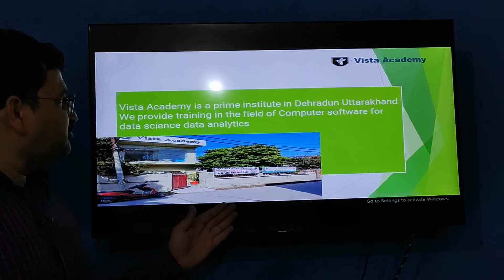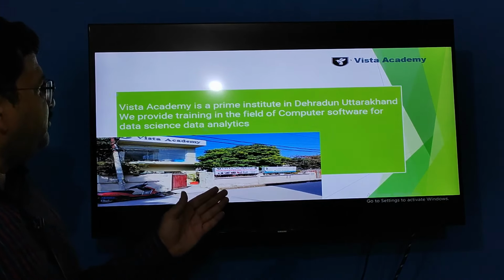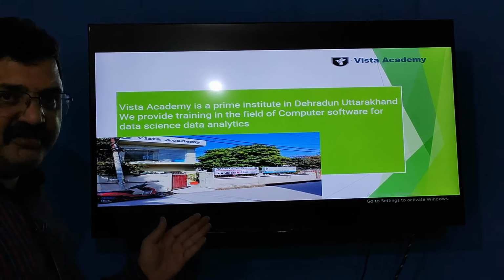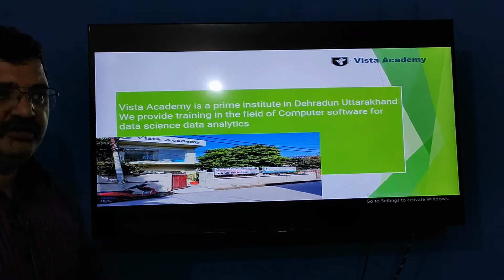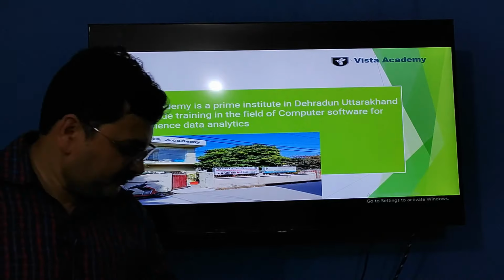Vista Academy is a private institute in Dehradun, Uttarakhand. We provide training in the field of computer software for data science and data analytics. So it's basically a computer skill development course.